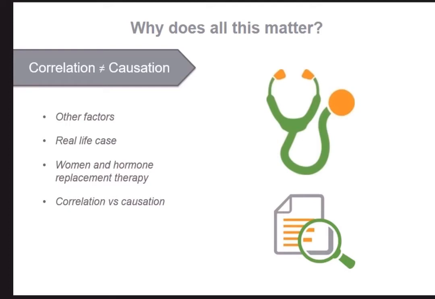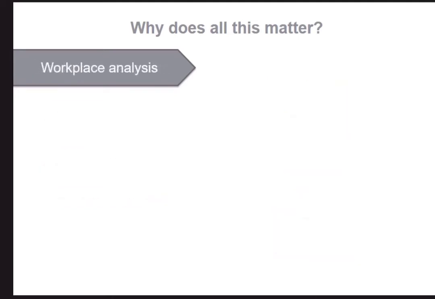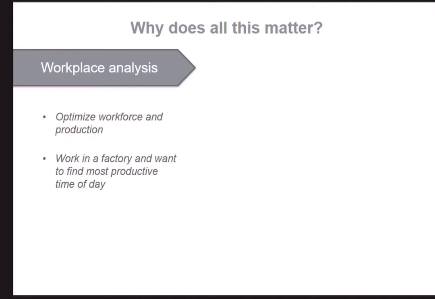Here we can see a classic and actually detrimental case of correlation being viewed as causation. We want to explore a second example of correlation versus causation that could be seen in business. In business, managers and leaders are consistently trying to optimize the workforce. Imagine you work for a factory and your boss approaches you to run an analysis to find the most productive time of day for work for you and your coworkers.